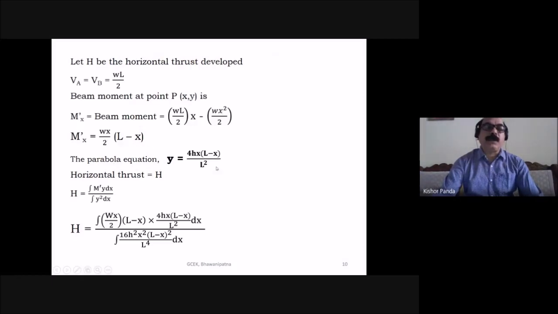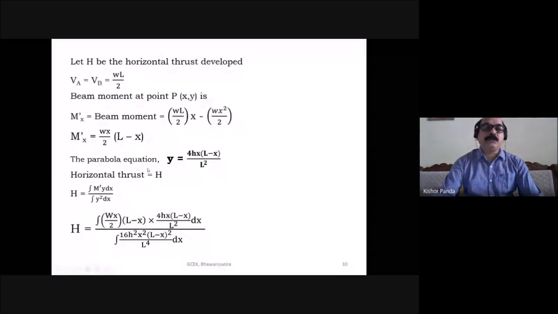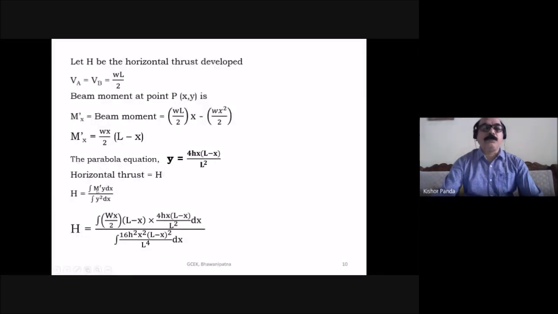Then what is the parabola equation? The parabola equation is y equal to 4hx into (L minus x) divided by L squared. This is the parabolic equation. What is the horizontal thrust? Horizontal thrust is equal to the integration of M' y dx divided by the integration of y squared dx. This is the formula for horizontal thrust, and here y is the ordinate, which you can find from this parabolic equation.